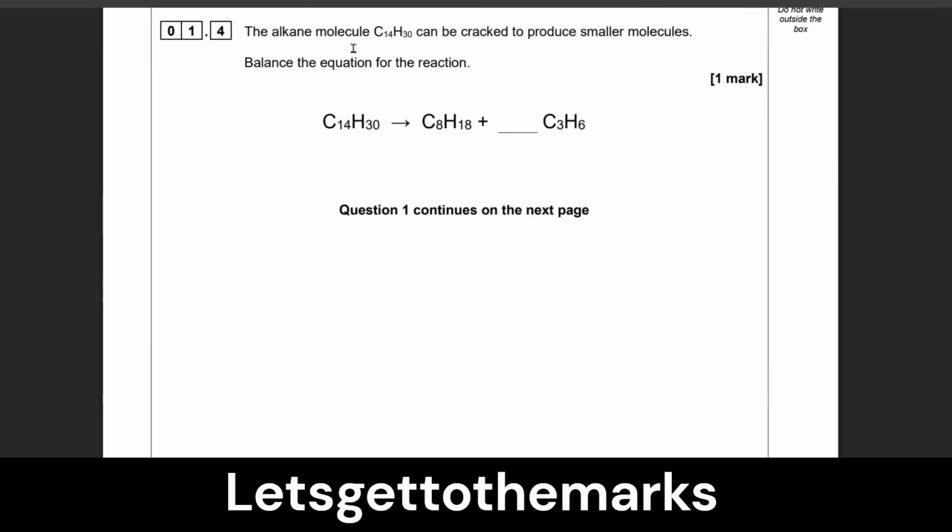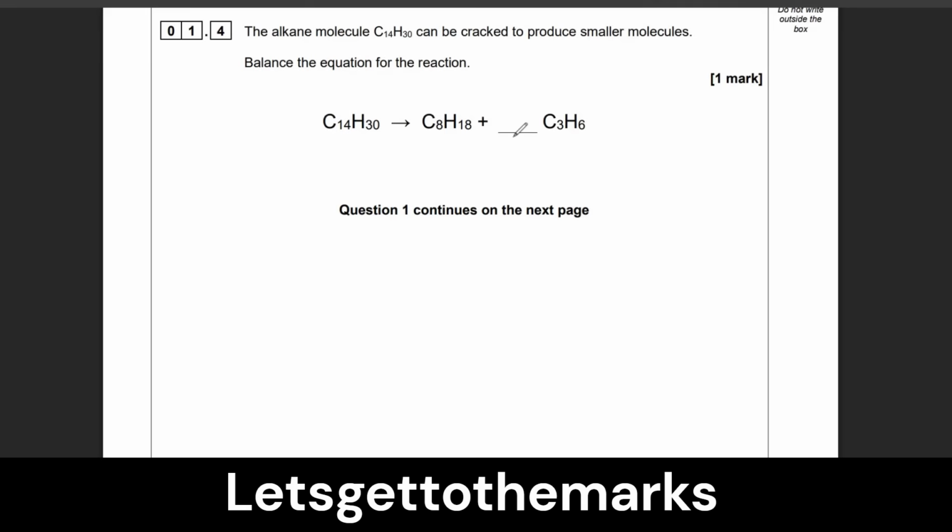Right, 1.4, the alkane molecule C14H30 can be cracked to produce smaller molecules. Balance the equation for the reactions. So cracking is where we take long chain hydrocarbons, saturated alkanes, and we split them to make smaller alkenes and alkanes, or smaller alkanes and alkenes. Now we can see they've left a space here, so we need a number here to balance this all up. We've got C14H30, so why don't you pause, have a go, see if you can come up with which number should go in front of this.